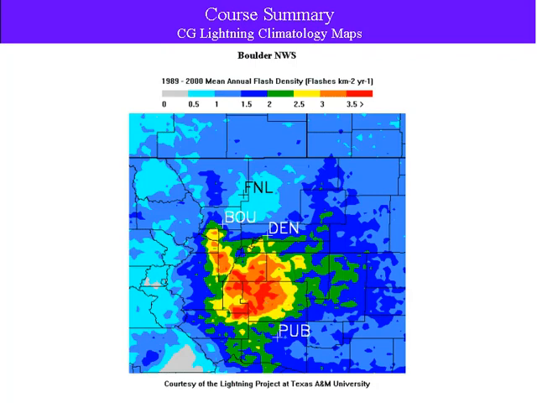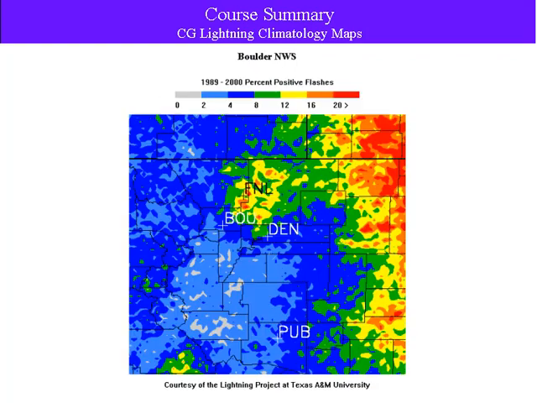As the second example, if you were to click on the percent positives, we see a much different picture. We see the percent positives being much, much higher out on the northeastern plains of Colorado and throughout eastern Colorado, as well as in the Fort Collins area, than we do anywhere else throughout the forecast area in the mountains or down here on the Palmer Lake Divide.